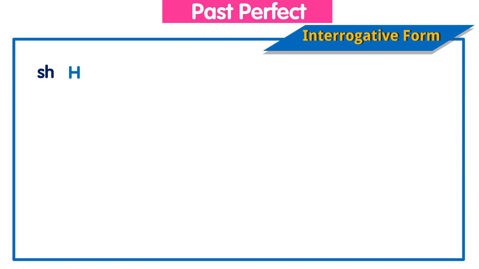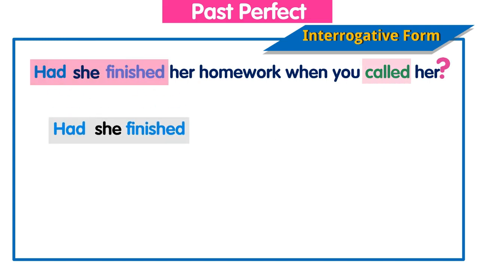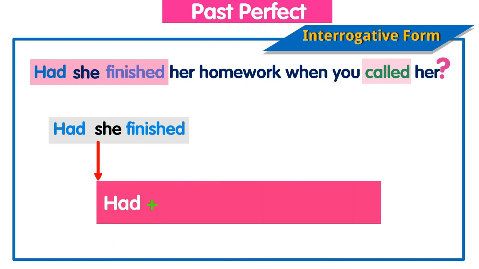Interrogative form of the past perfect, or how do we form questions in the past perfect? Let's focus on the example we used from the very beginning. She had finished her homework when you called her. So if you want to have a question here, you need only to change the order of the subject and the auxiliary had, which means had she finished her homework when you called her, and put a question mark at the end of the sentence. So the rule of the interrogative form of the past perfect is had plus subject plus past participle of the verb.